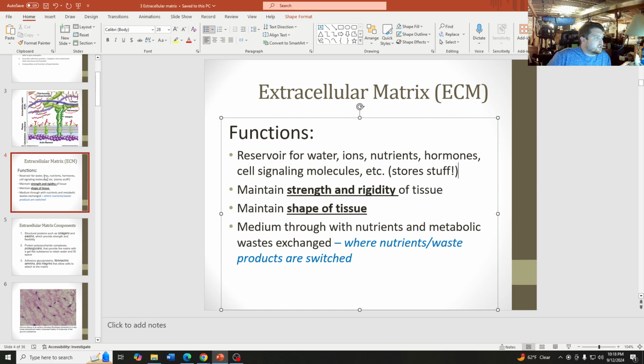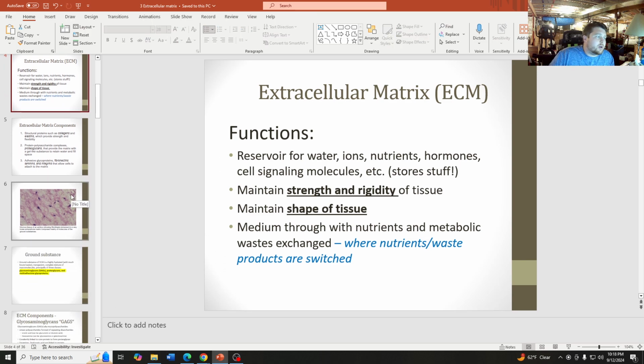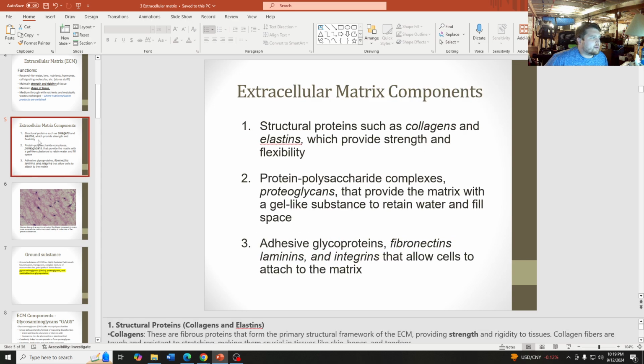The other functions: maintain strength and rigidity of tissue so we don't turn into a big old pile of goop. Maintain the shape of the tissue. All that's kind of similar. And then the medium through which the nutrients and metabolic wastes are exchanged. Medium just referring to the material through which you're going to exchange nutrients and the waste products, which we'll get into a lot more of how that actually happens in Phys 1 next trimester.